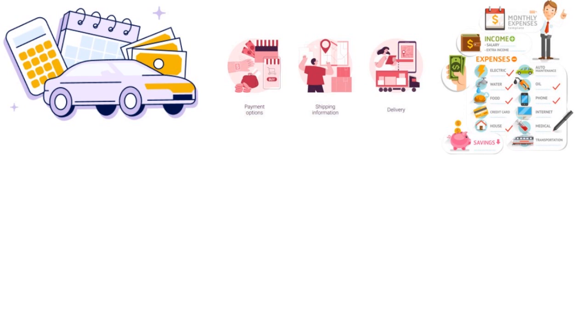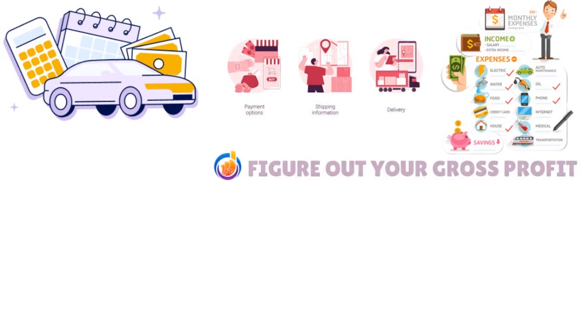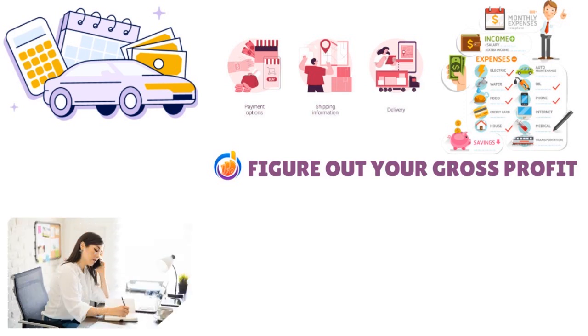And next, after adding your ancillary expenses, you want to figure out your gross profit. So you want to subtract your total expenses, including any cost of goods sold, from your total revenue.